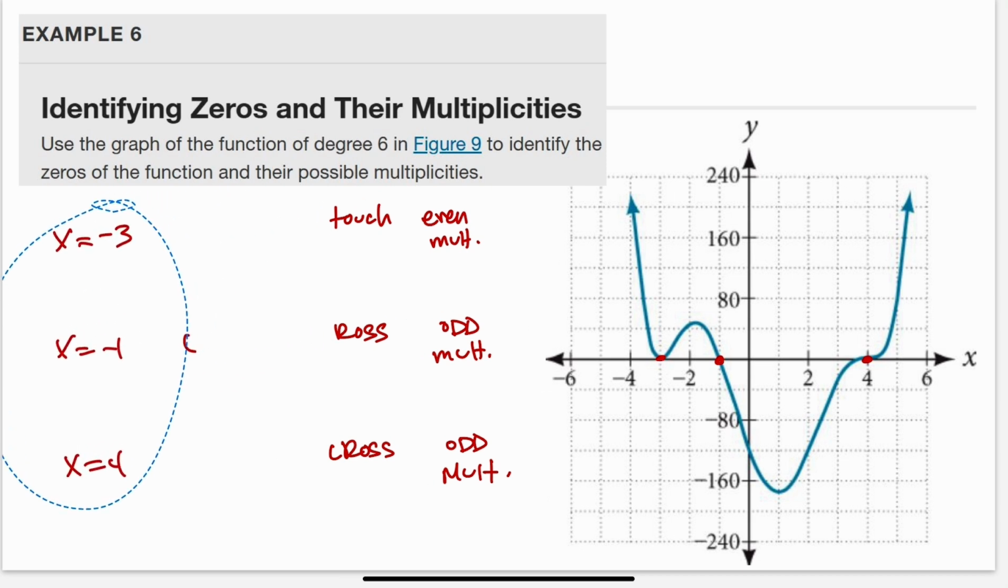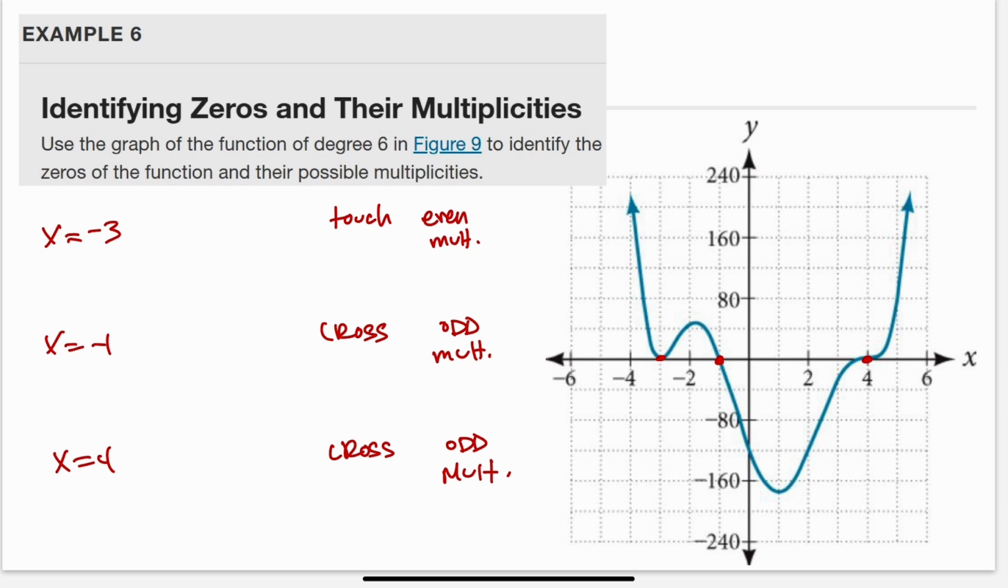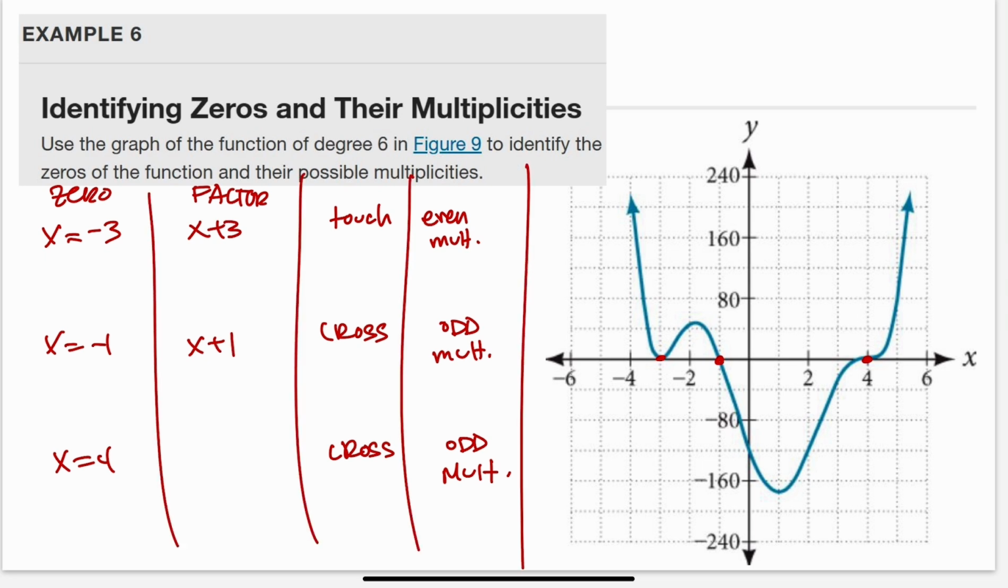For each of these zeros, since x equals negative 3 is a 0, that means that x plus 3 is a factor of my polynomial. Since x equals negative 1 is a 0, that means that x plus 1 is a factor of my polynomial. And since x equals 4 is a 0, that means that x minus 4 must be a factor of my polynomial. So that's how these zeros and the factors relate. In general, if x equals c is a 0, then x minus c is a factor.